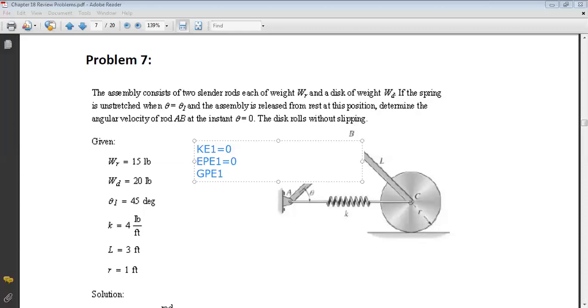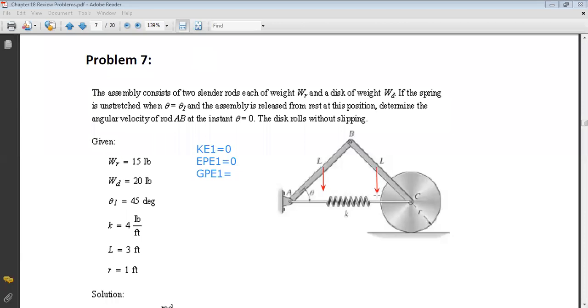To find the gravitational potential energy, why first am I doing this? Why am I directly using EPE and GPE? Why can I apply conservation of mechanical energy here? What are the forces acting on my system? The weight of the spring, the weight of AB, the weight of BC.